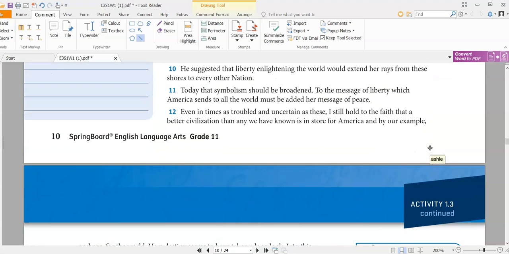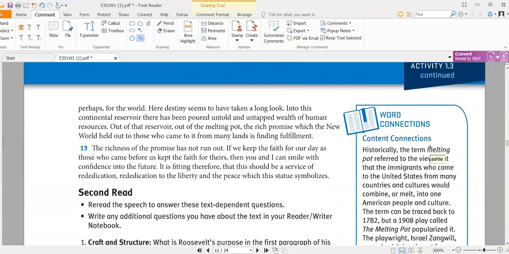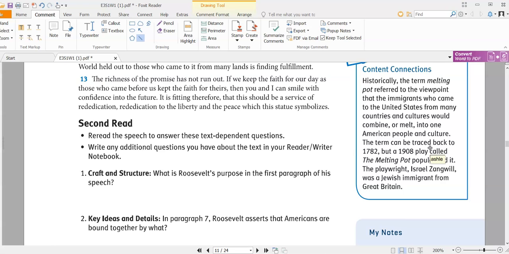When you get to the bottom, we're going to answer these questions. So the first one says, what is Roosevelt's purpose in the first paragraph of this speech? So you're going to go back to the first paragraph, reread it, and try to figure out, okay, what was he trying to do when he wrote this paragraph, and how do you know? Make sure that you're using evidence from the text to support your ideas whenever you're answering a question from Springboard.